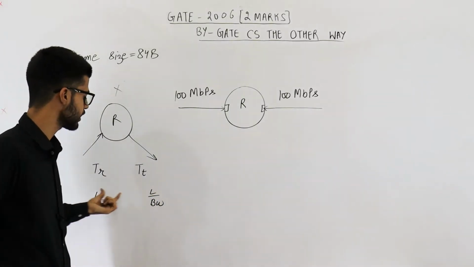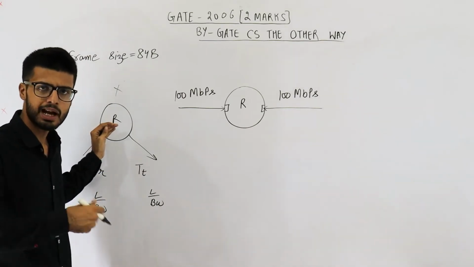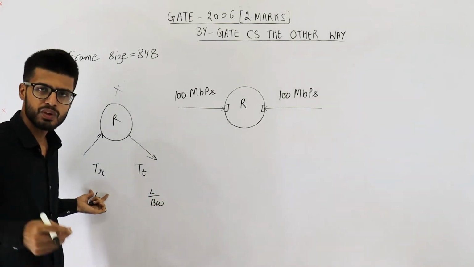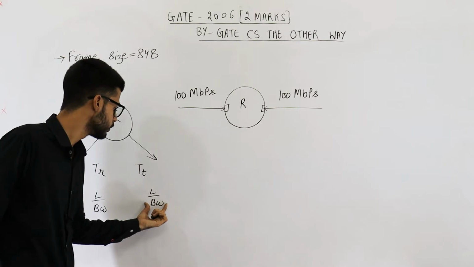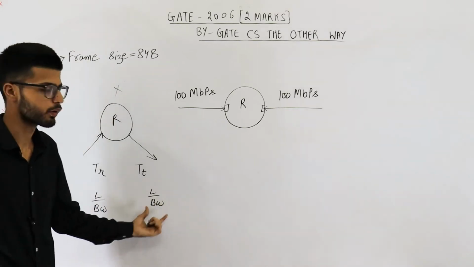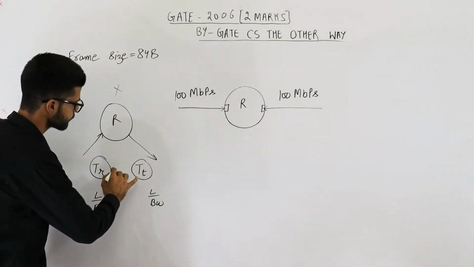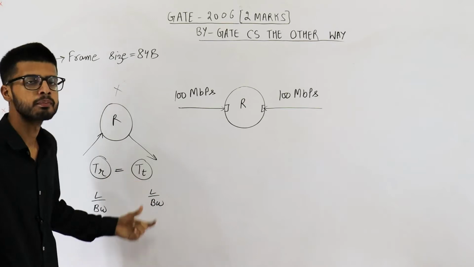Length of packet is the same for both of these, because the packet that is incoming will only be sent out. And we are saying that for wire speed forwarding, you need bandwidth to be equal. So TT will be equal to TR. Let us find out any one of these two.